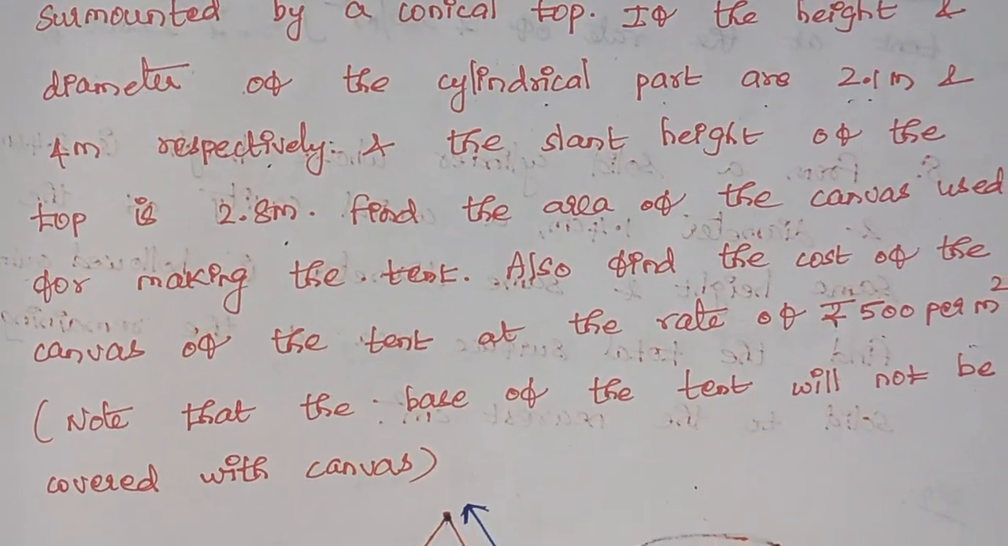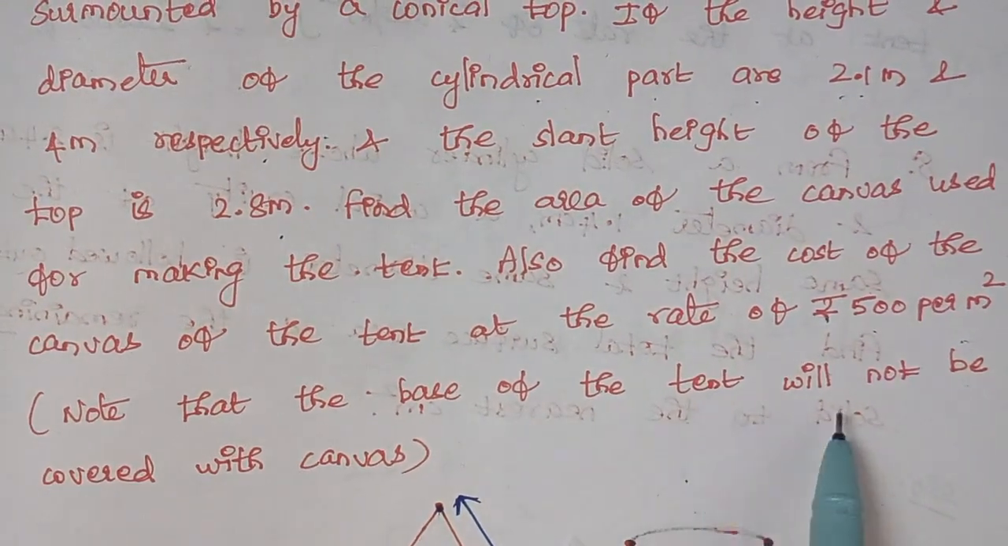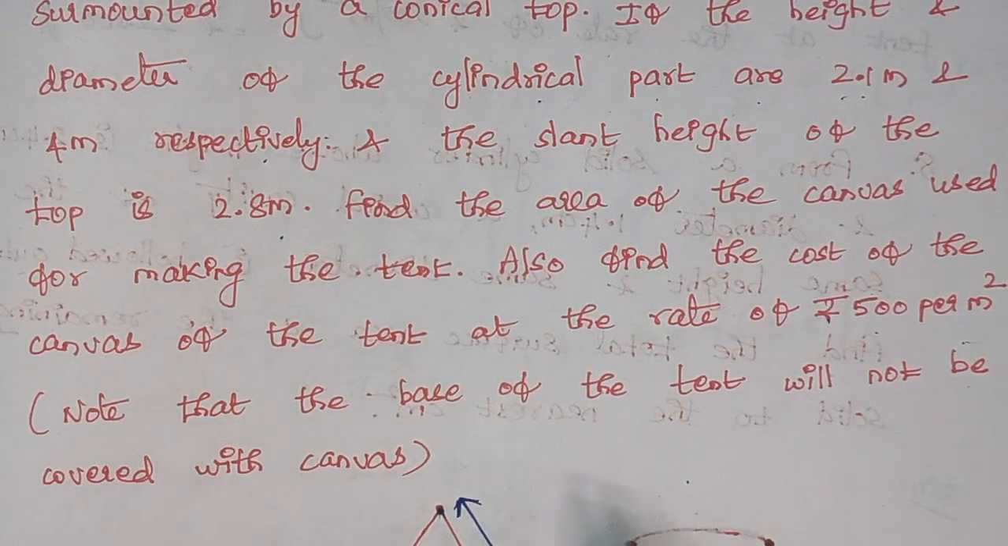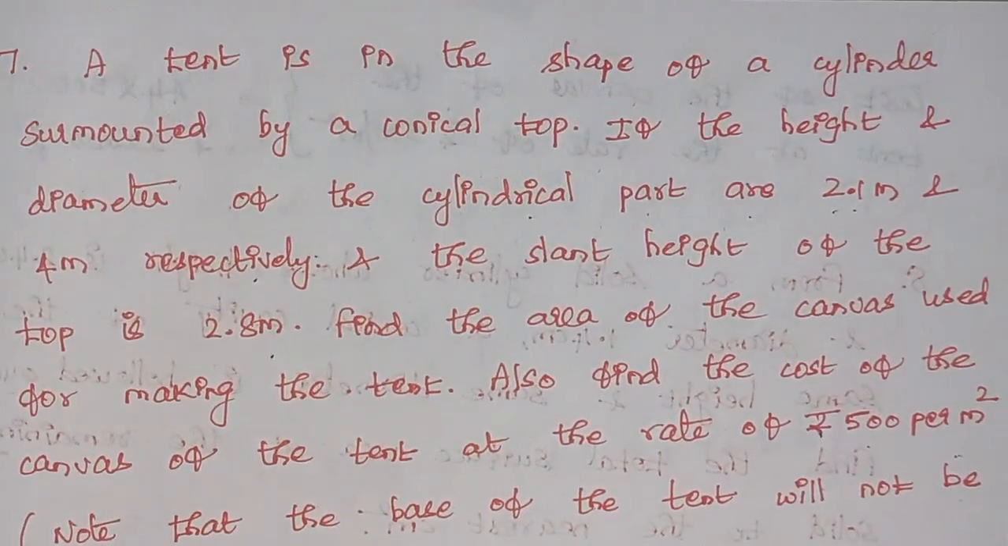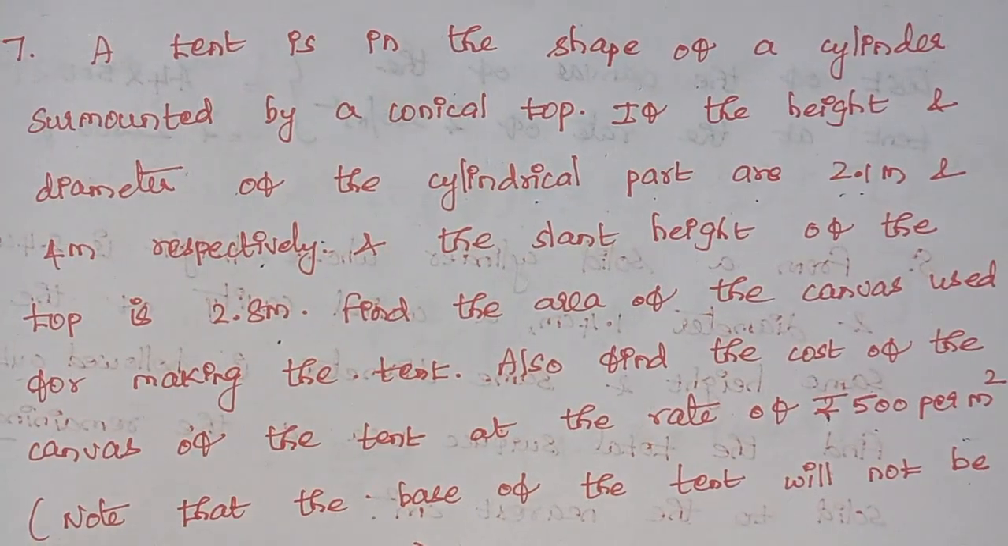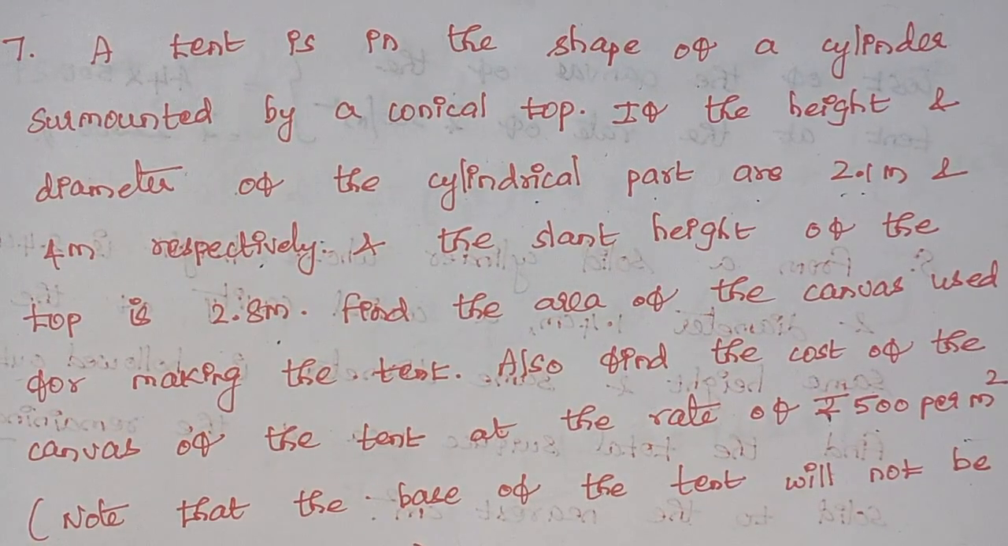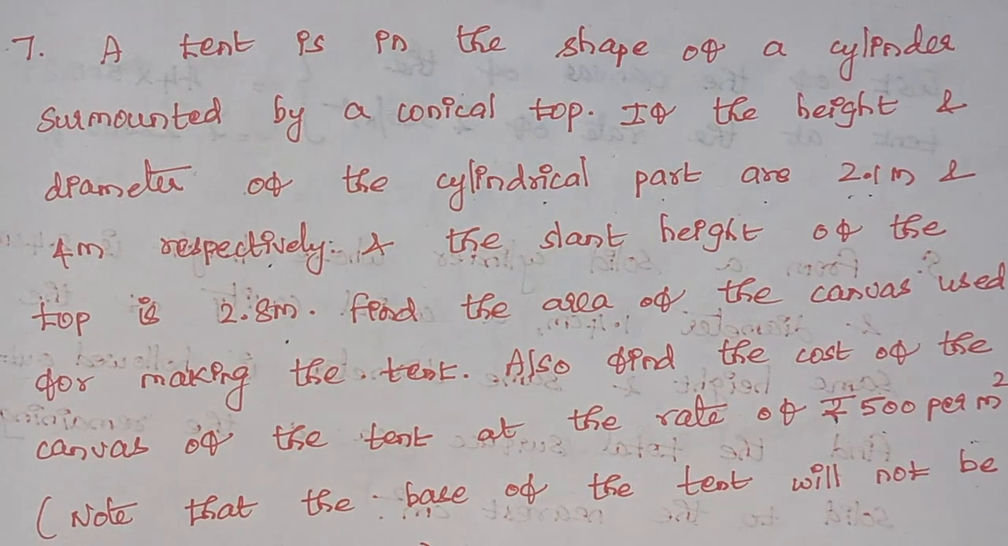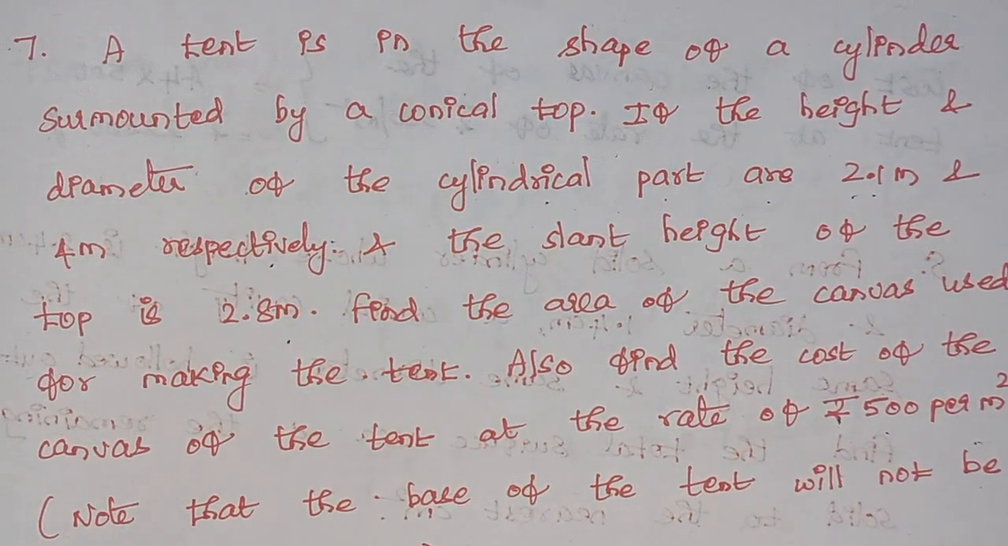So, note that the base of the tent will not be covered with canvas, right? So here you see, as we all know, canvas is a decorative thing, right? Which is used on the walls as well as on the ceiling, right? So here, what are all the given things? First, we will draw the diagram, right?